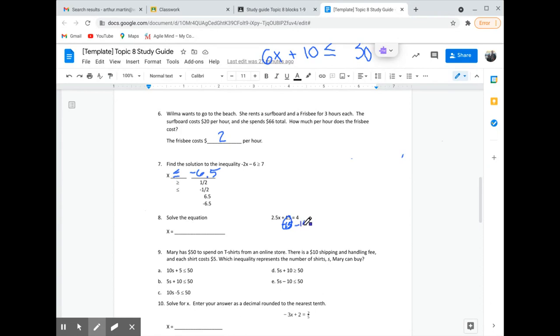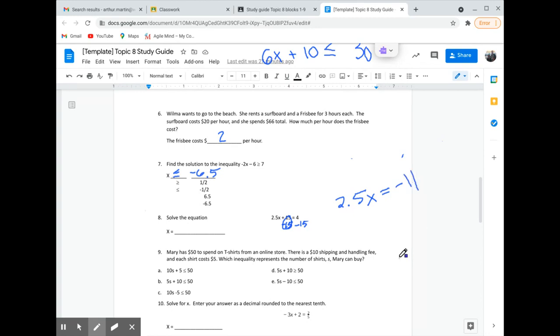What's 4 minus 15? 11. Good. And it will be negative 11 because the negative 15 is further from 0 than 4. So we keep the sign of the number with the greater absolute value.